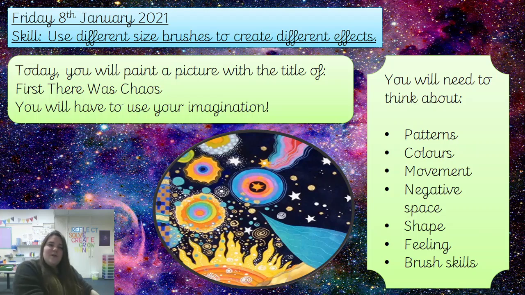So today you'll be painting a picture with the title of First There Was Chaos. You'll have to use your imagination. I've put up the little bit from the book there with all those lovely little swirls and auras and little stars and the sun. So what I want you to think about is patterns, the colours, the movement of the paint or the materials that you're using, the negative space that you use, the shapes, the feeling of it.